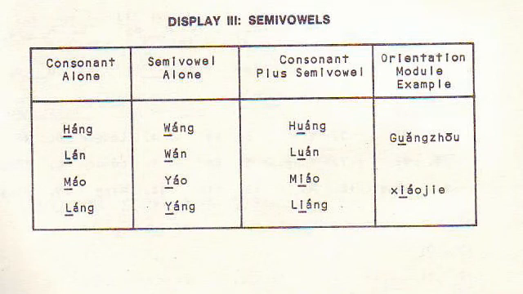Like vowels, semivowels may follow consonants. When they do, the pinyin system writes them with the equivalent vowel letter U instead of W and I instead of Y. Listen to the speaker read the triplets of surnames in display 3.